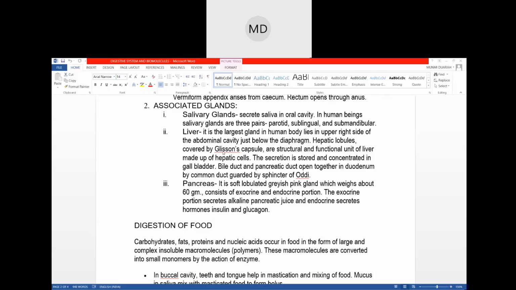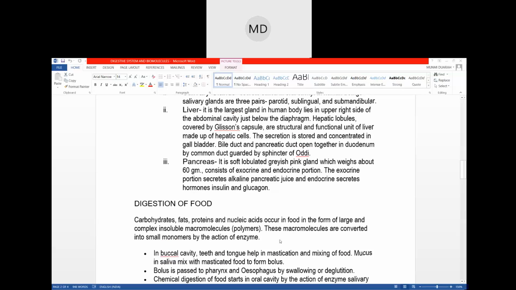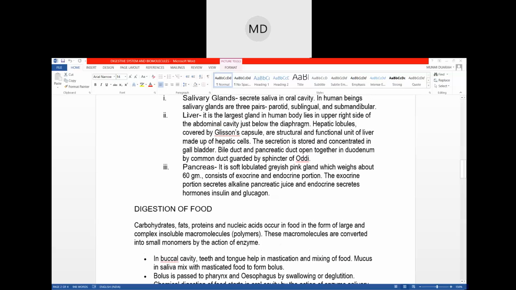Then comes the liver. Liver also plays a very important role in digestion. And the gallbladder stores the bile. Bile pigment or the bile plays a very important role in digestion, and how and why we will discuss in this portion. That is why liver is also among the important glands associated with digestion. Bile and pancreatic juice play a very important role in digestion.